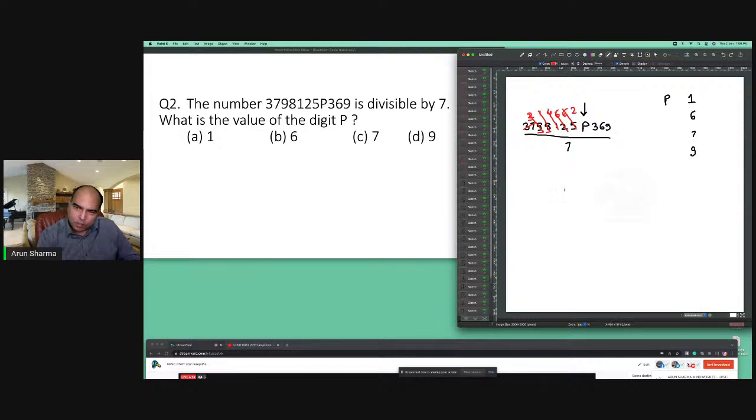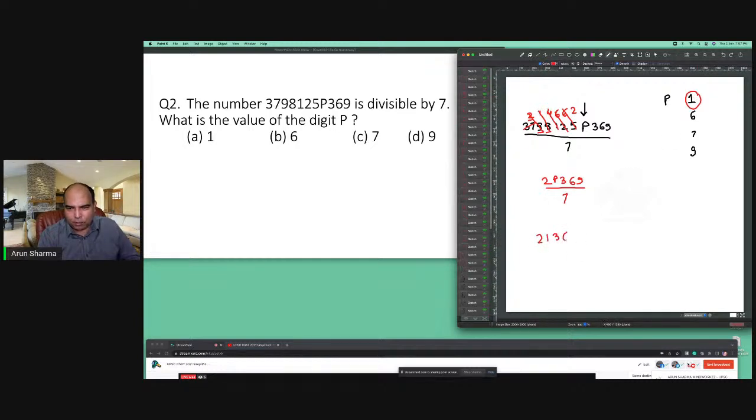So I now want a number like 2P369 to be divisible by 7. That's what I want. So when I do this, I can start picking up values from the options. If I pick 1 as the option, this number becomes 21369.